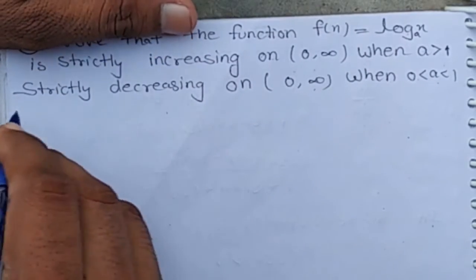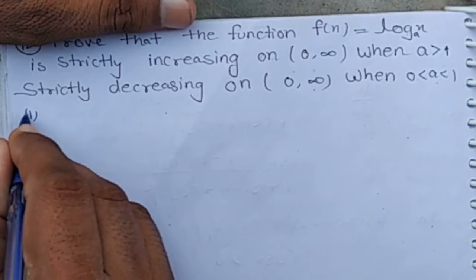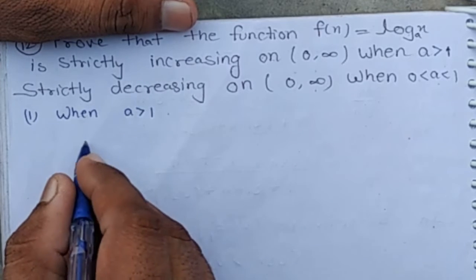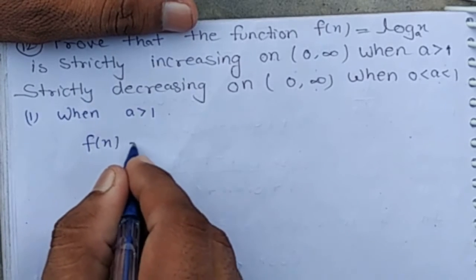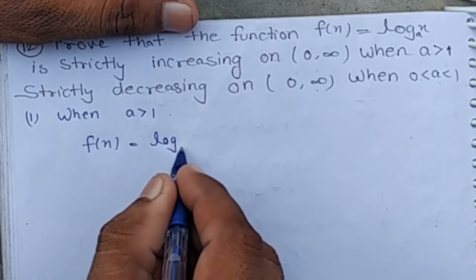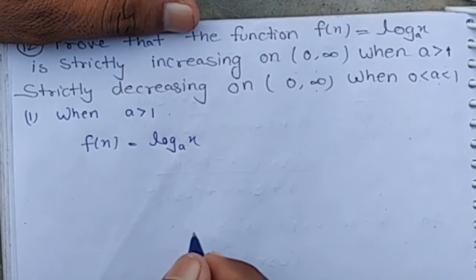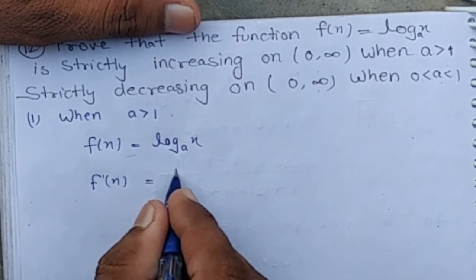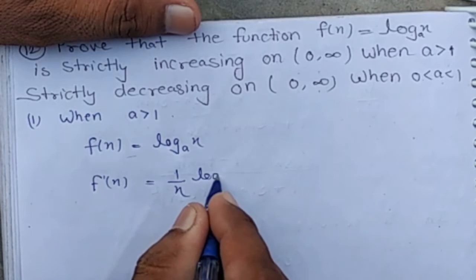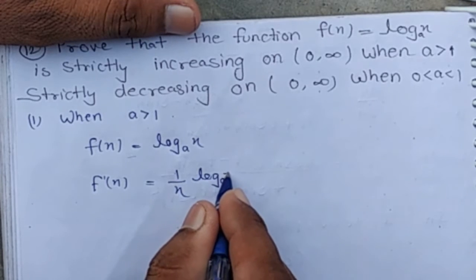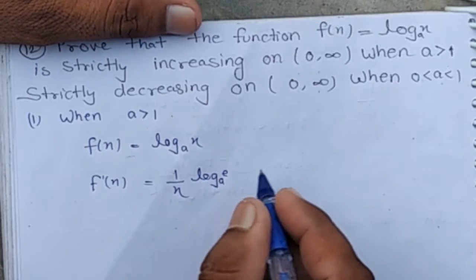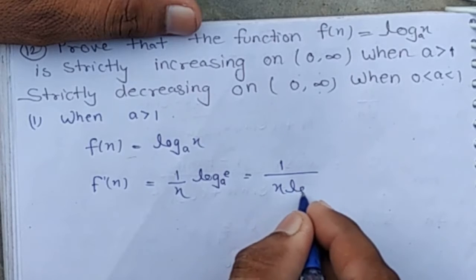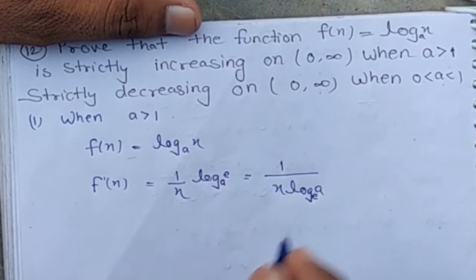Then for the first case, when a is greater than 1, we have the given function f(x) equal log x at the base a. Differentiate this function: f'(x) equals 1 by x log a at the base e, and this term can be written as 1 by x log a at the base e.